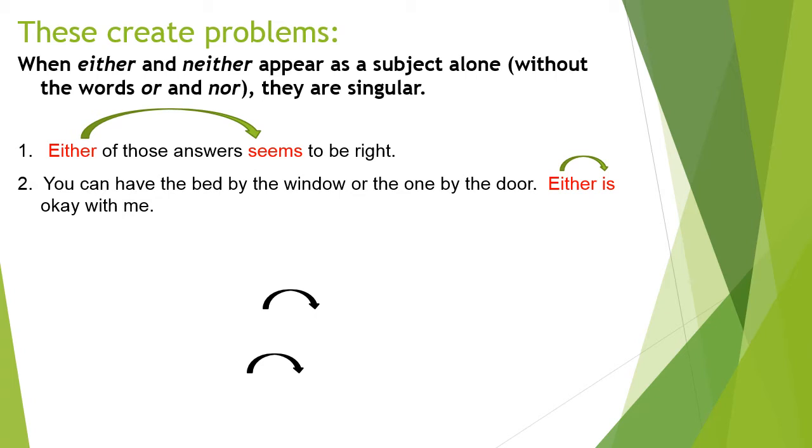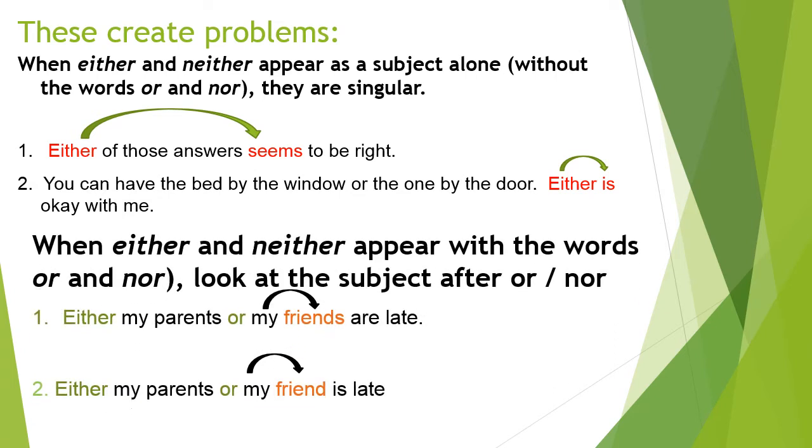So either of those answers seems, I don't look at answers, I look at either, because either is without or. You can have the bed by the window or the one by the door. Either is okay. Now, when either and neither appear with the words or and nor, look at the subject after or and nor. It means I don't directly put the verb in the singular form. I look at what comes after or. After or determines whether I use the singular or the plural.